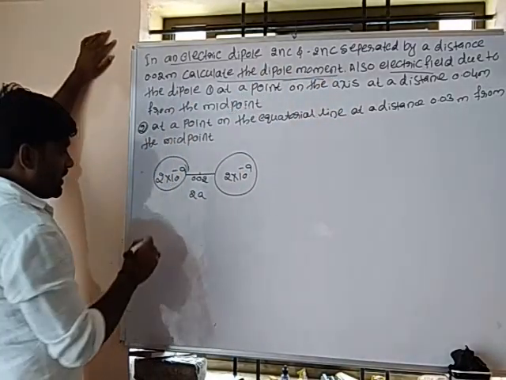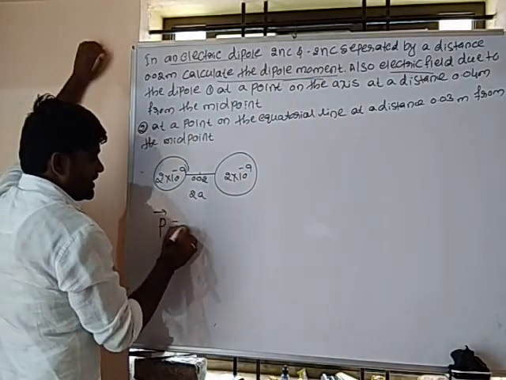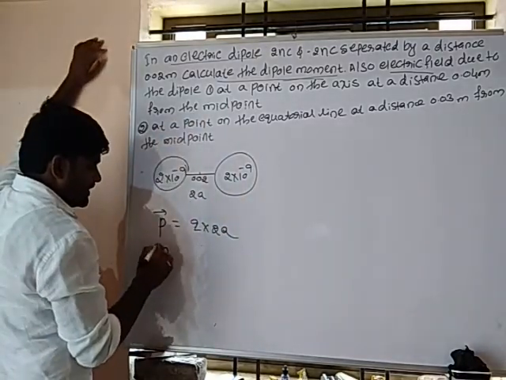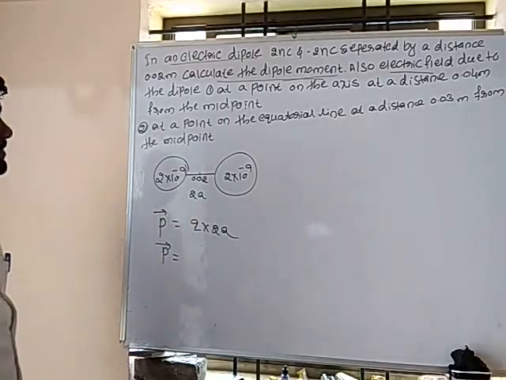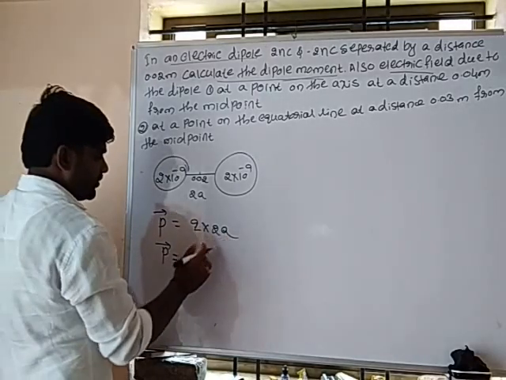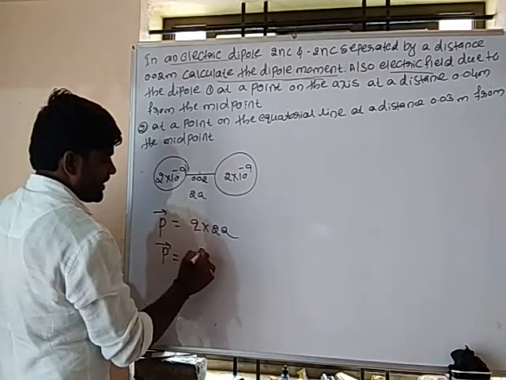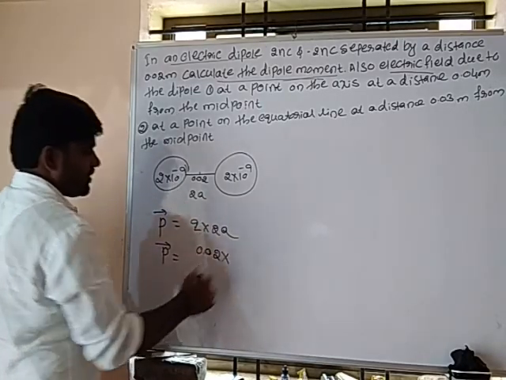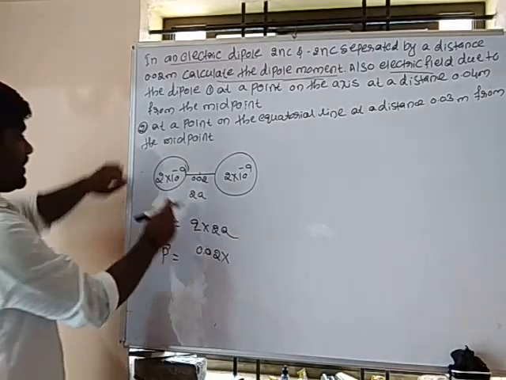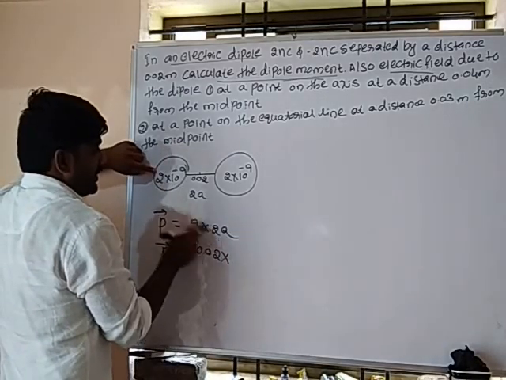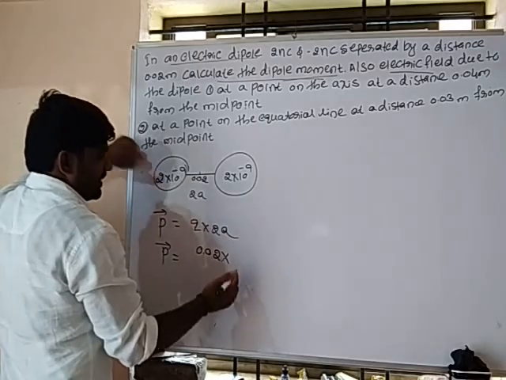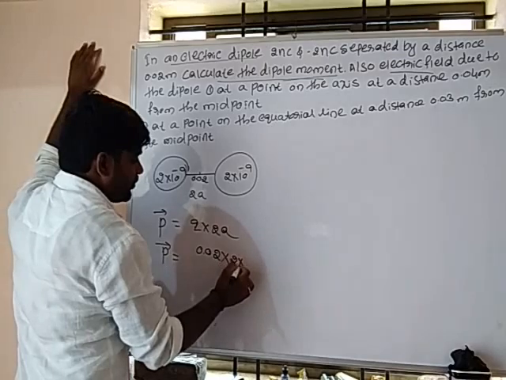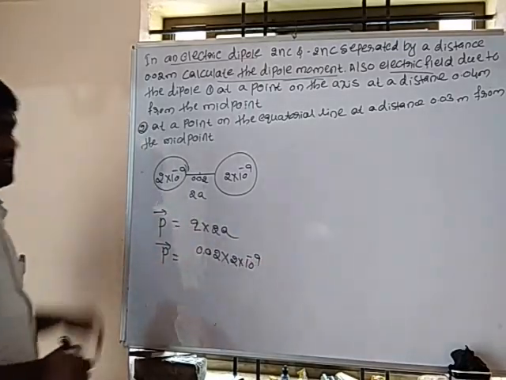Dipole moment. What is our dipole moment? P is equal to q into 2a. Then this P is equal to 2 into a. What will be 2 into a? 2 into a will be 0.02 into this q into 2a. Both are same, the charges are the same, into 2 into 10 to the power minus 9.